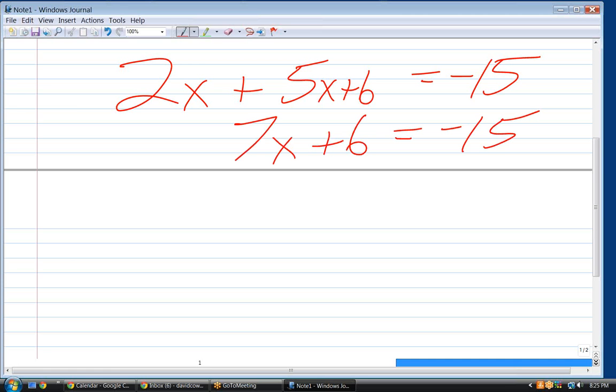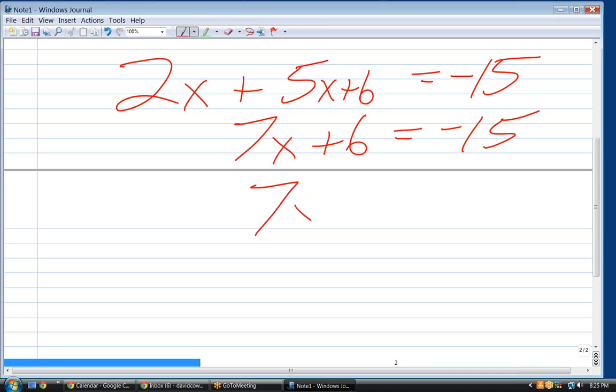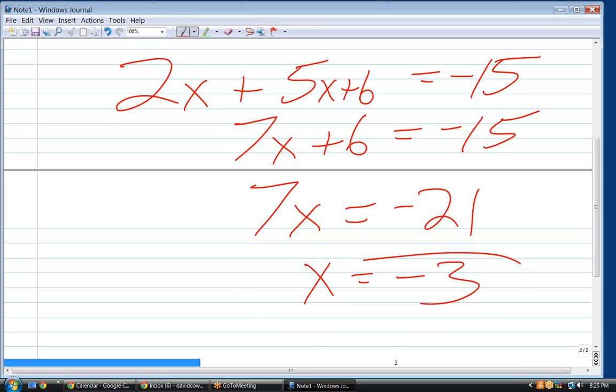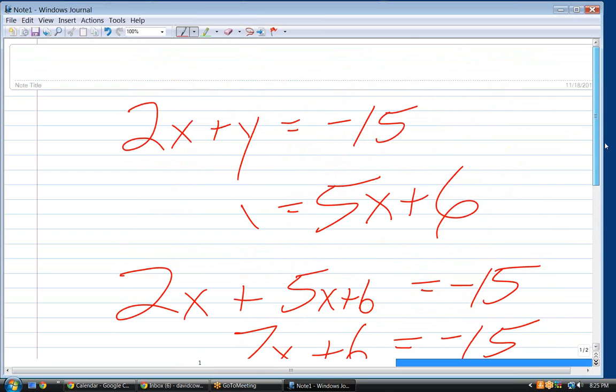What's the next step? What am I going to do next? Subtract 6 from both sides. Okay. So what's that equal to? It's -15 minus 6. -21. And the last step? Divide by 7 on each side. There you go. Okay.